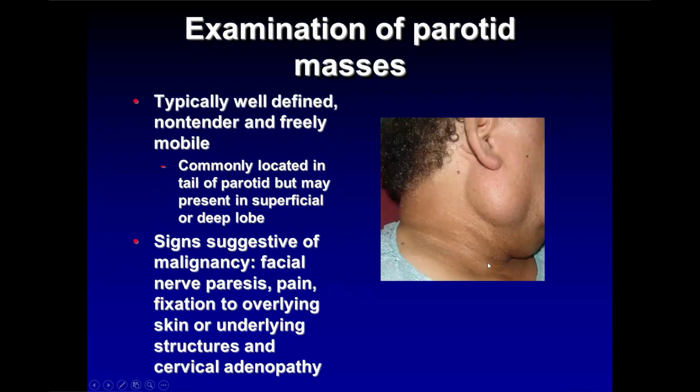Typically, on examination, parotid masses are well defined, non-tender, and freely mobile. Again, the salivary gland lies right in front of your ear. It's common for pathologies to be located in the tail of the parotid, but they may present anywhere, in either the superficial or deep lobe. Signs suggestive of malignancy certainly include facial nerve paresis, pain, fixation to overlying skin or underlying structures, and associated cervical adenopathy.